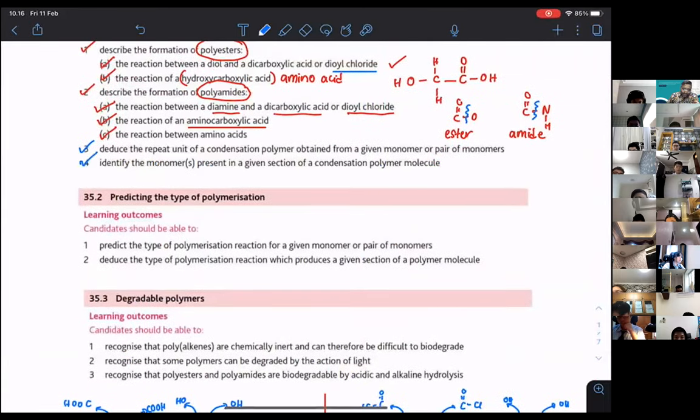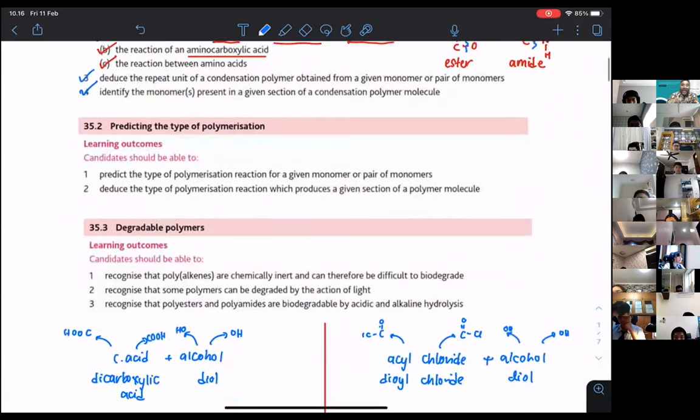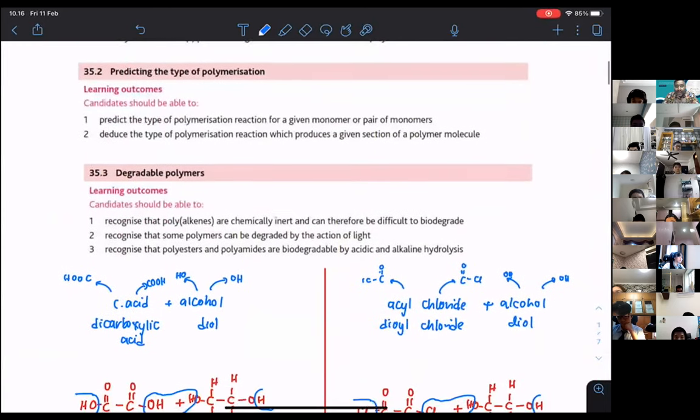Now, predicting the type of polymerization, we have two types of polymerization. I started with that: addition polymerization, and then we have condensation polymerization.